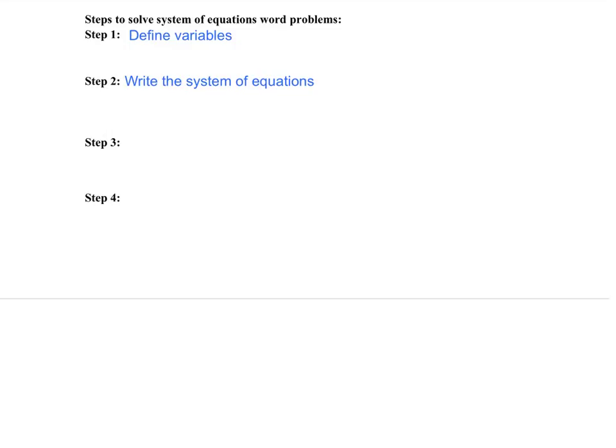Step three, decide which method works best. Typically with word problems, we're going to be using the elimination method and the substitution method. And our last step, step four, solve for the variables. Remember, you want to solve for x and y. You have two variables to solve for. So now let's do some examples together after discussing the steps.